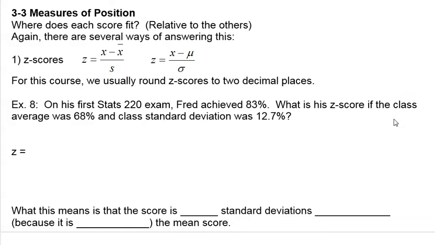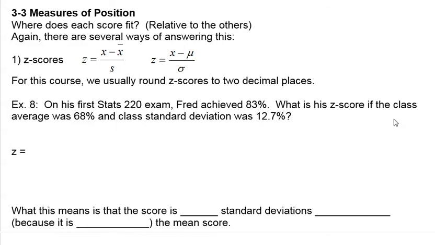So this video is looking at measures of position, which answers the question, where does each score or a particular score fit relative to the whole picture, whether that's the whole sample or the whole population. So like with our mean, median, mode for measuring central tendency and standard deviation, variance, and range for measuring variance, we have more than one way to measure the position.